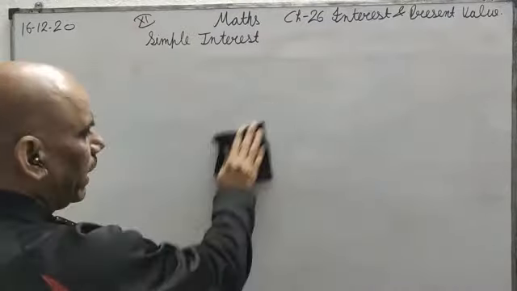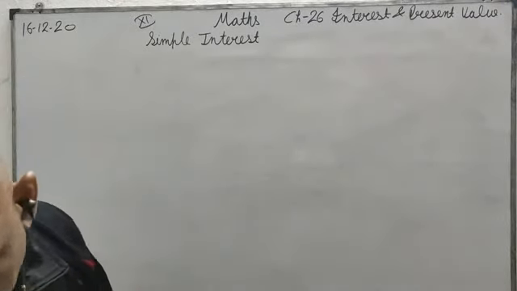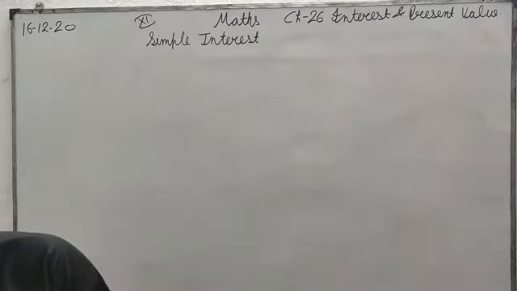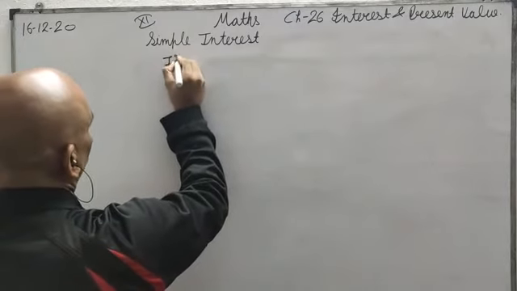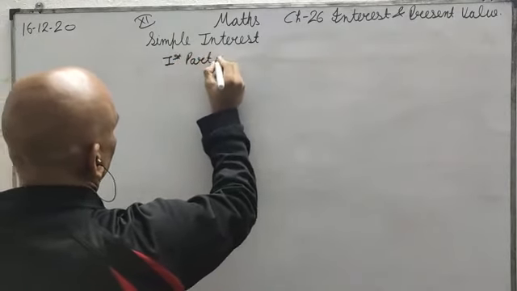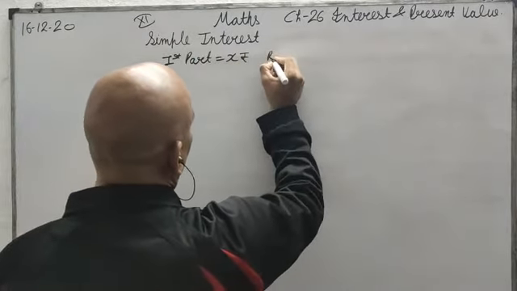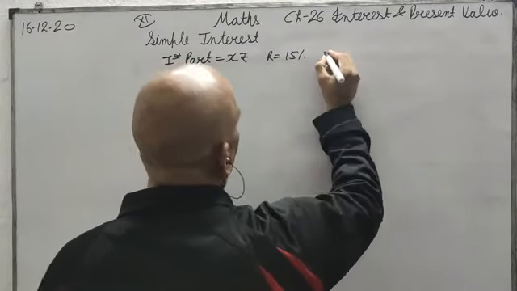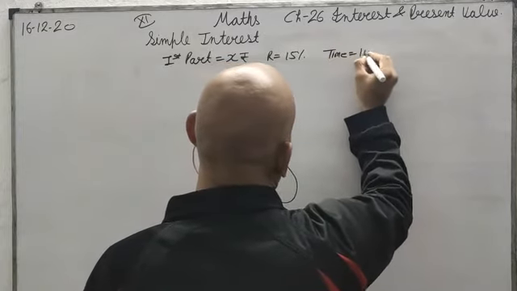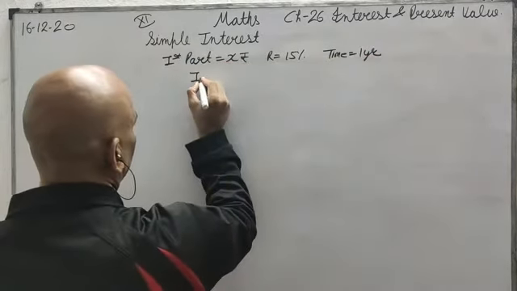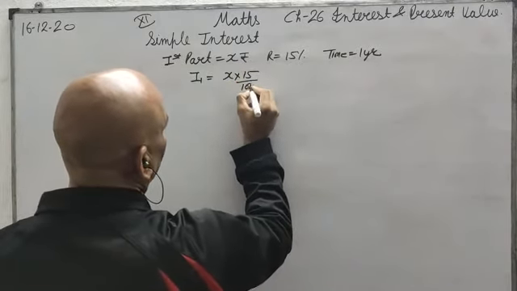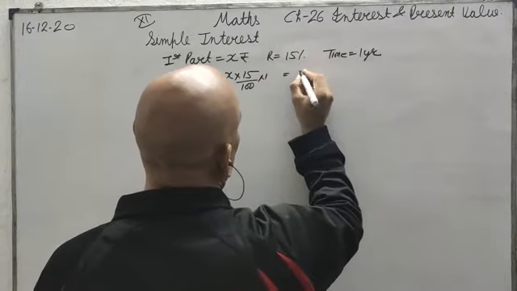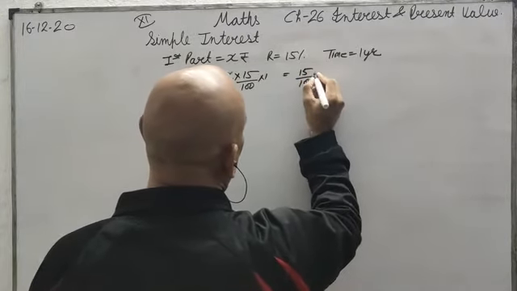So once again in the same manner, we will consider the first part as x, at 15% per annum. Let the first part be x rupees, rate is 15%, time is same for both of them, that is 1 year. So interest 1 will be x into 15 by 100 into 1. So we got 15 by 100x.